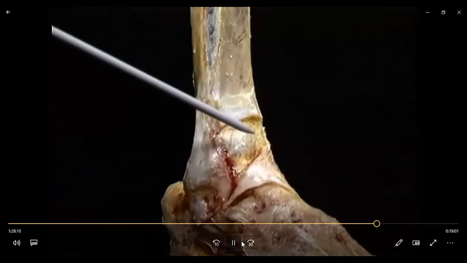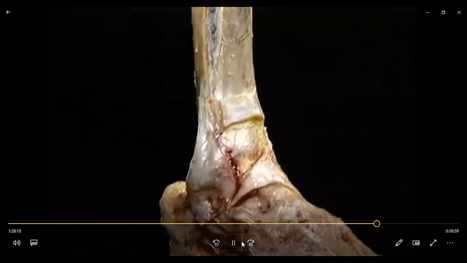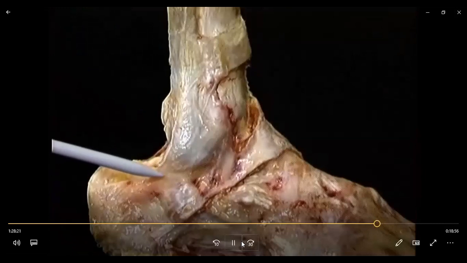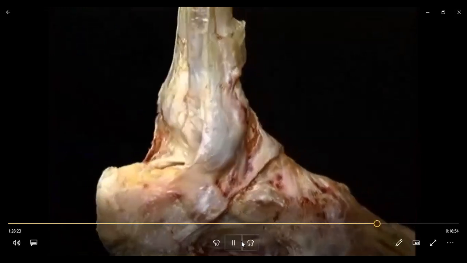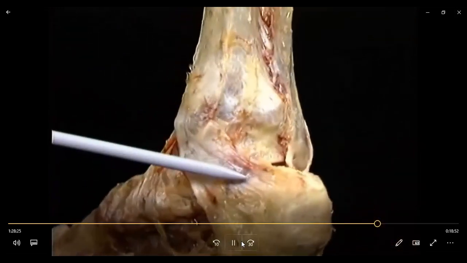Here's the extensor retinaculum, the peroneal retinaculum, and the flexor retinaculum.